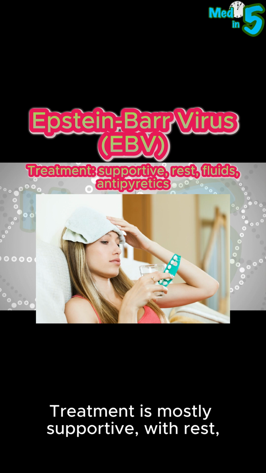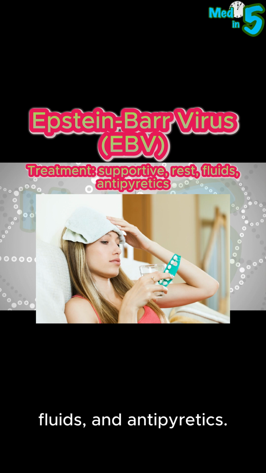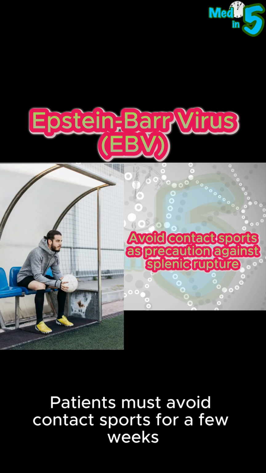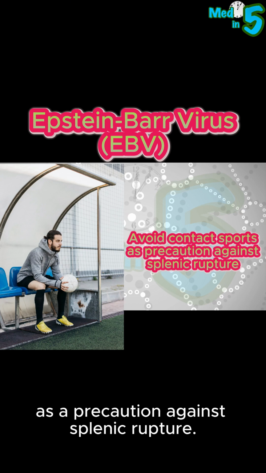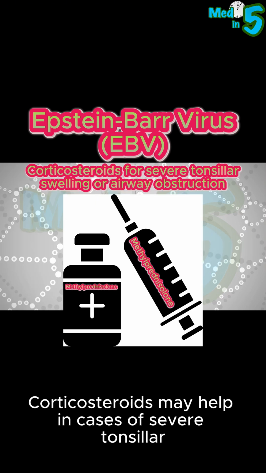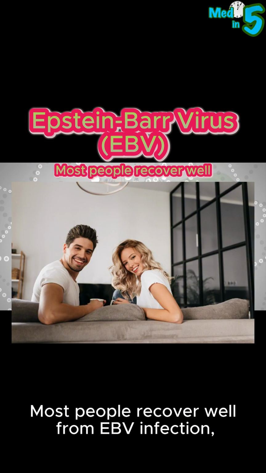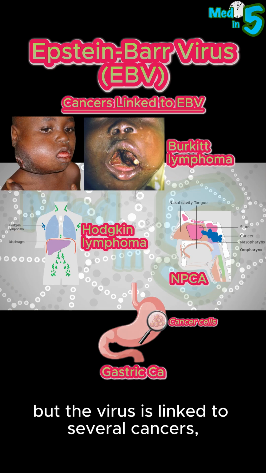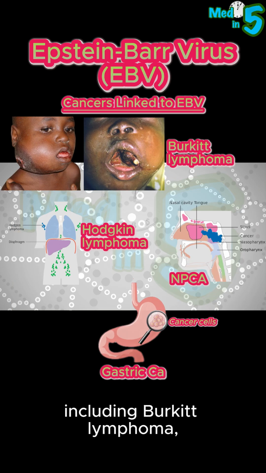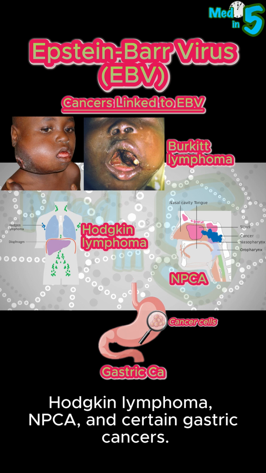Treatment is mostly supportive, with rest, fluids, and antipyretics. Patients must avoid contact sports for a few weeks as a precaution against splenic rupture. Corticosteroids may help in cases of severe tonsillar swelling or airway obstruction. Most people recover well from EBV infection, but the virus is linked to several cancers, including Burkitt lymphoma, Hodgkin lymphoma, NPCA, and certain gastric cancers.